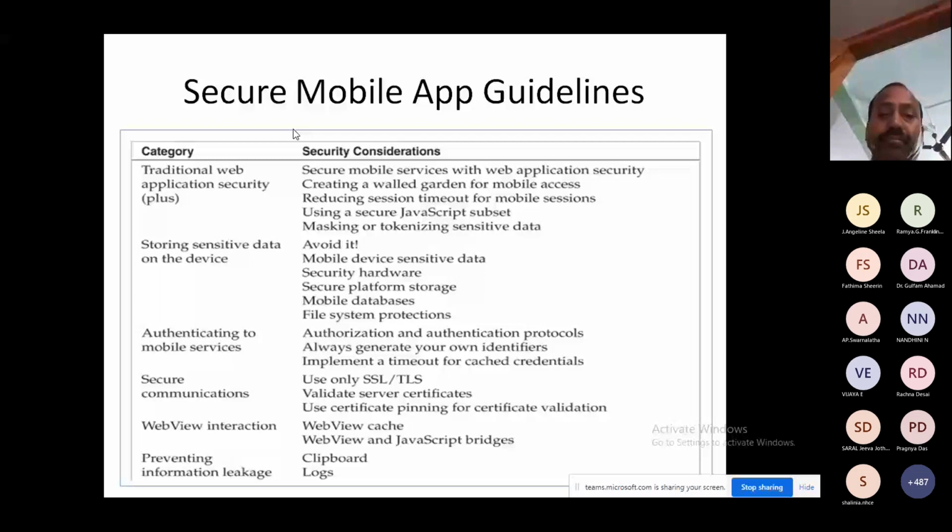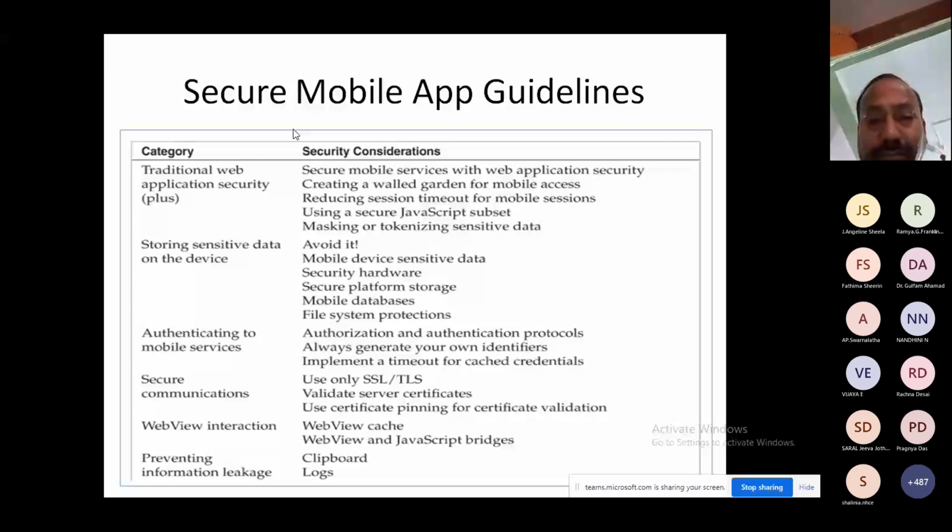Mobile device sensitive data, security hardware, security platform storage, mobile databases and file system precautions: these are the various security considerations for storing sensitive data on the device. For authenticating to mobile services, authorization and authentication protocols are used, always generate your own identifiers, and implement a timeout for test credentials. For secure communication, use only SSL, secure socket layer, or transport layer security TLS, validate server certificates, and use certificate pinning for certificate validation.